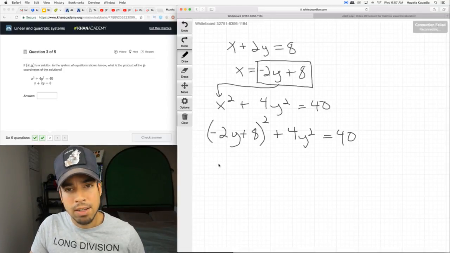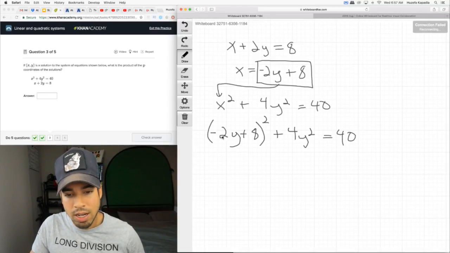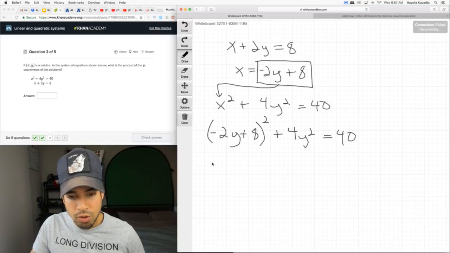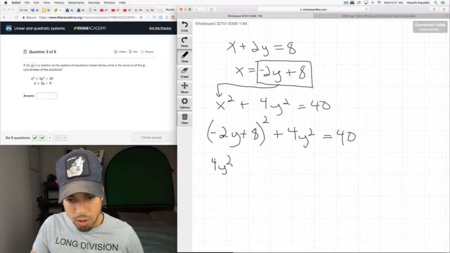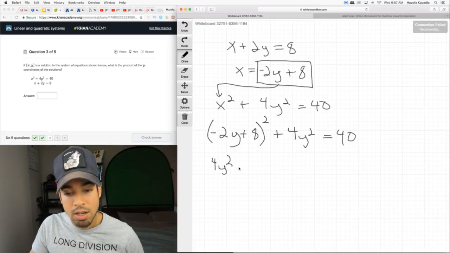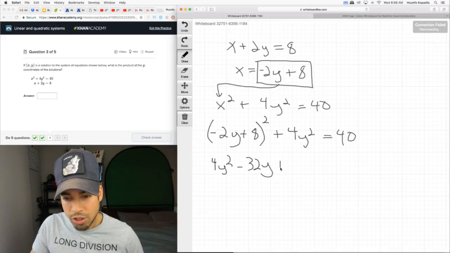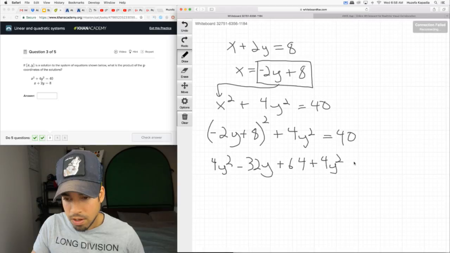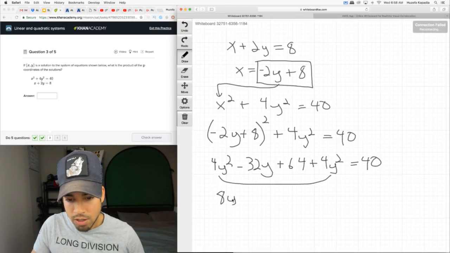I'm going to do this one a little bit faster. I'm not going to write it out, I'm just going to tell you. Remember, it's negative 2y plus 8 times negative 2y plus 8. Negative 2y times negative 2y gives 4y squared. Negative 2y multiplies the 8, which is negative 16y, and we're going to get that twice, so negative 32y. And then 8 times 8 is 64. Just trying to save a little time. These combine, so we got 8y squared minus 32y plus 64 equals 40.